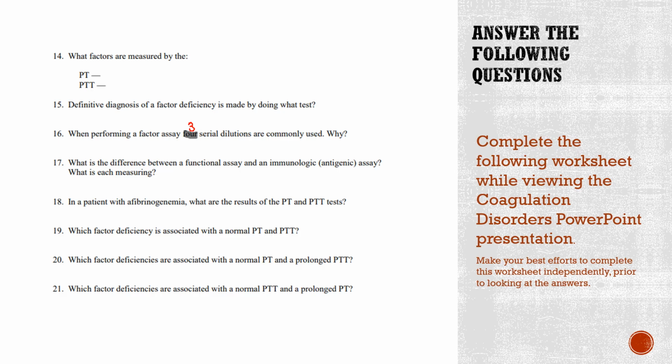What is each measuring? Number 18, in a patient with afibrinogenemia, what are the results of the PT and the PTT tests? Number 19, which factor deficiency is associated with a normal PT and PTT? And then number 20, which factor deficiencies are associated with a normal PT and a prolonged PTT? 21, which factor deficiencies are associated with a normal PTT and prolonged PT? We will find out. All right, do your best to answer these questions, utilize your resources, and we'll come back for an explanation on the next slide.